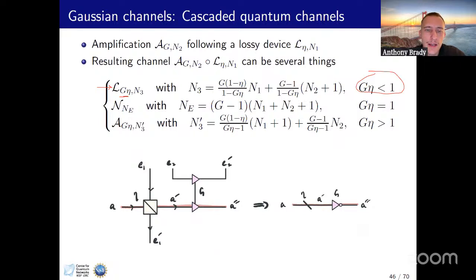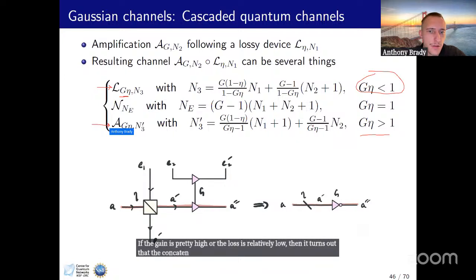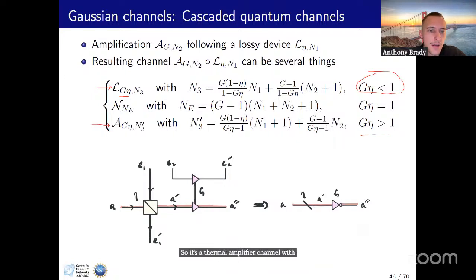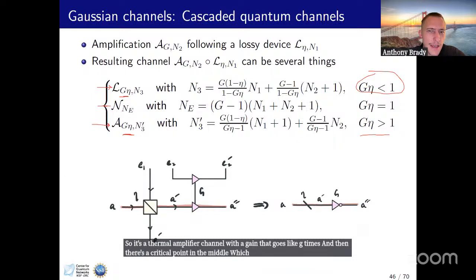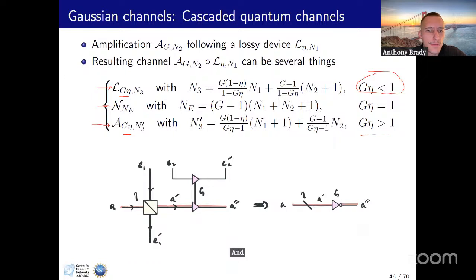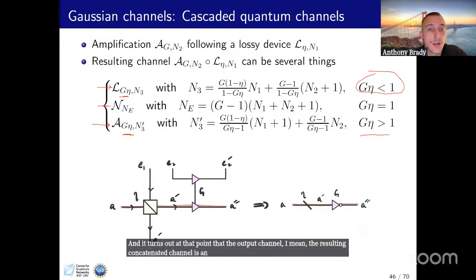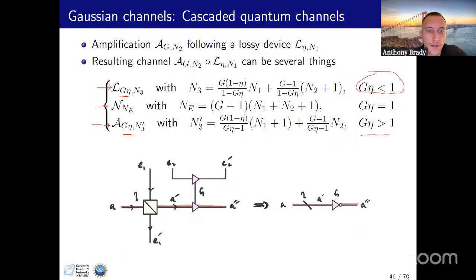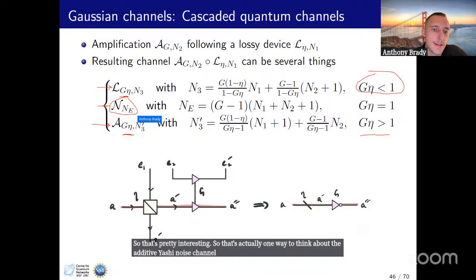If the gain is pretty high or the loss is relatively low, then it turns out that the concatenated channel is an amplifier channel. So it's a thermal amplifier channel with a gain that goes like G times eta. And then there's a critical point in the middle, which is interesting. Whenever the gain and the loss are completely balanced, it turns out at that point that the resulting concatenated channel is an additive Gaussian noise channel. So that's pretty interesting. That's actually one way to think about the additive Gaussian noise channel: its purification is a beam splitter transformation followed by a two-mode squeezing operation.